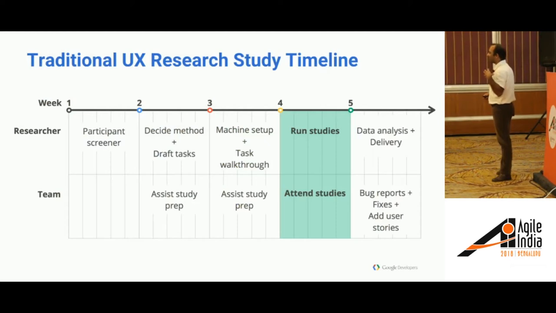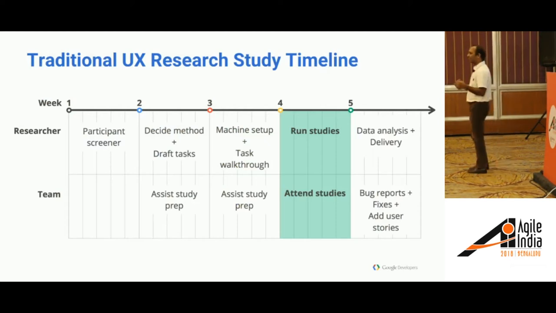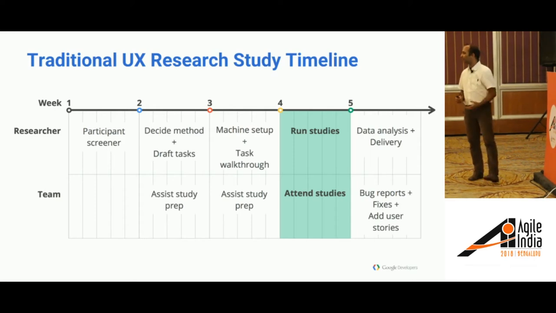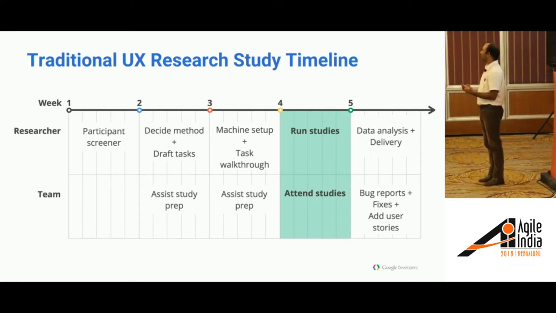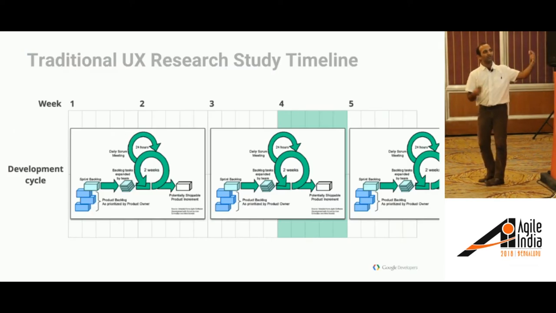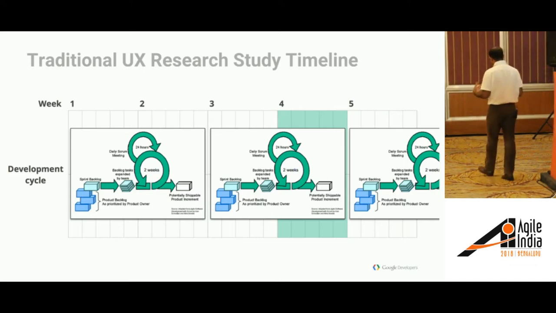your typical development schedules run in sprints. Correct? And every 2 weeks, you want to launch something out there. Now, how do you marry both of them? Correct? So I'm just trying to overlap. On one side, you have a development cycle and your traditional UX research cycle, correct? So there's clearly some sort of a gap there.